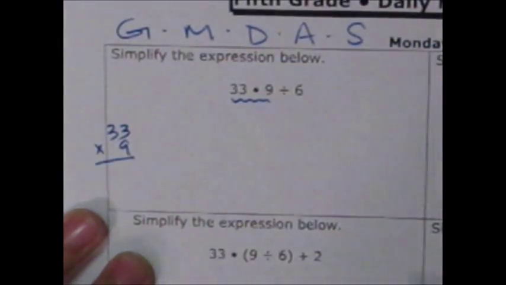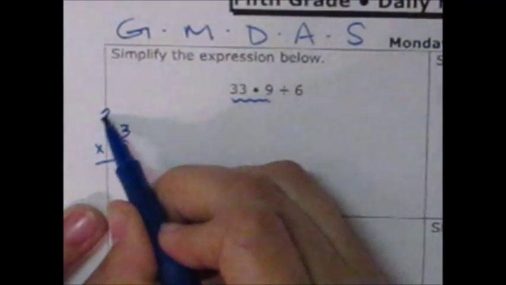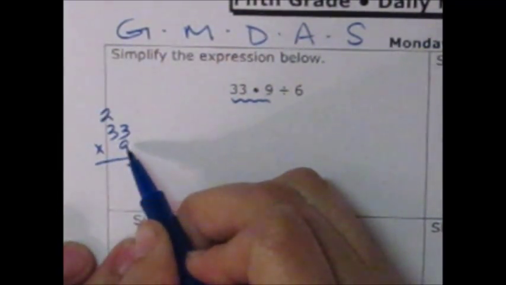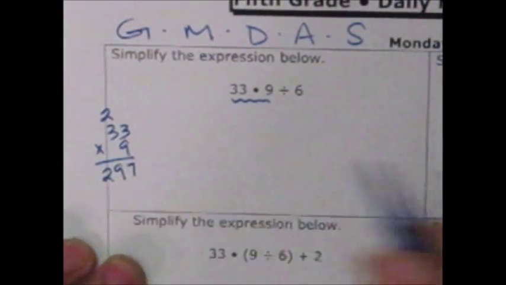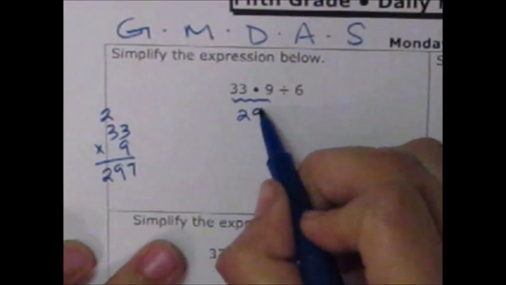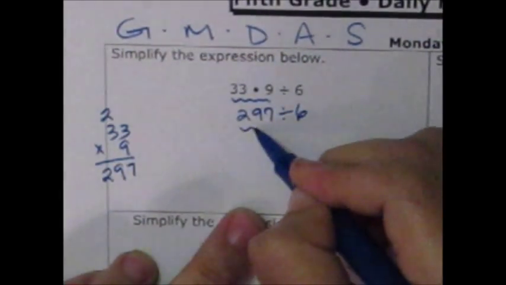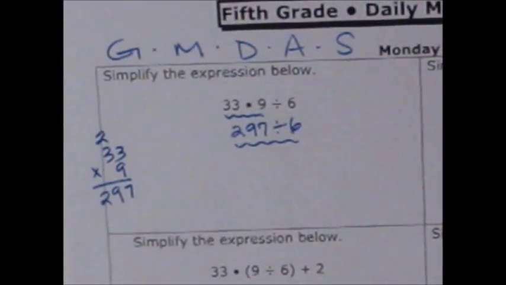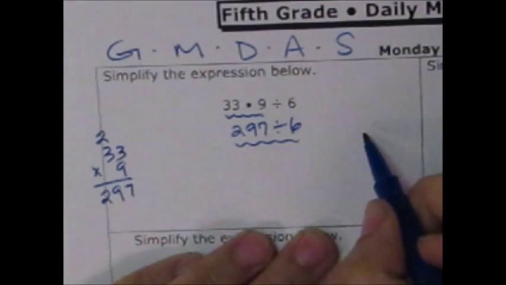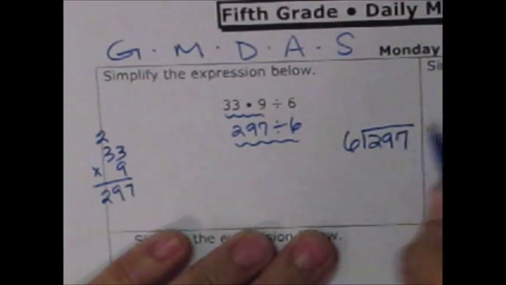Okay. 3 times 9 is 27. Carry the 2. Again, 3 times 9 is 27 plus 2 is 29. So the answer to that is 297 divided by 6. Okay, so now I'm obviously doing that. That's the only other order of operation that's left. And I'm going to come over here to this side and set up that long division, 297.